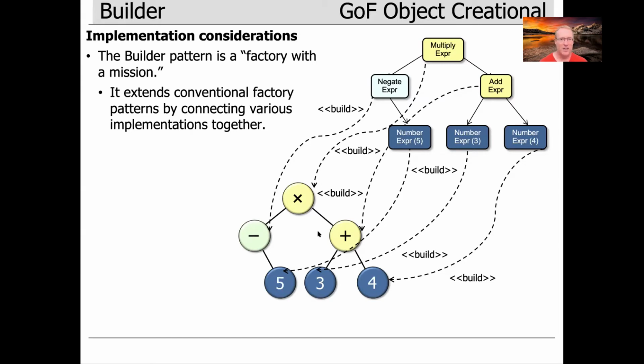And so you can basically think about it as taking factory methods and then ensuring they're being called in the right order to do the right thing at the right time. As we see here, going from a parse tree representation to an expression tree representation. So builder is just more directed, and that's of course why it has a director as one of the roles in the pattern.